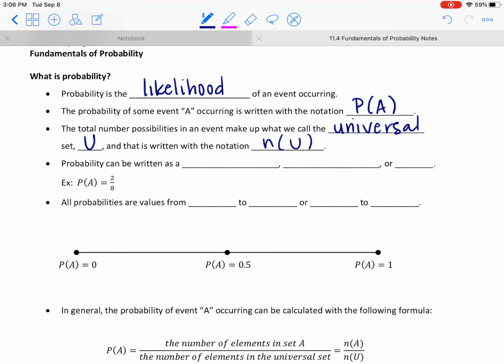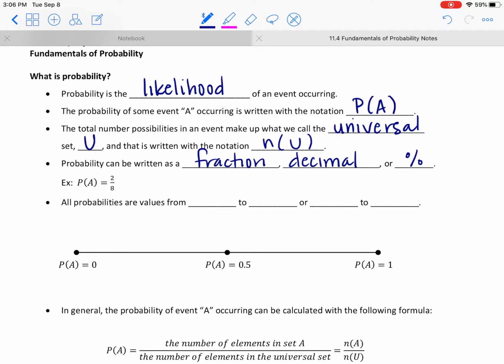Okay? Now probability can be written a few different ways. We typically see it as a fraction, but that's not the requirement, the only way we can write it. So it can be written as a fraction. Fractions can also be converted nicely to decimals, and then decimals can be converted to percents. So we can write probabilities in all 3 of those ways.